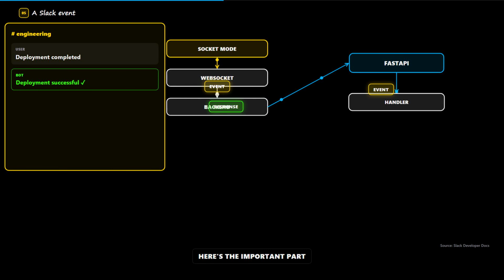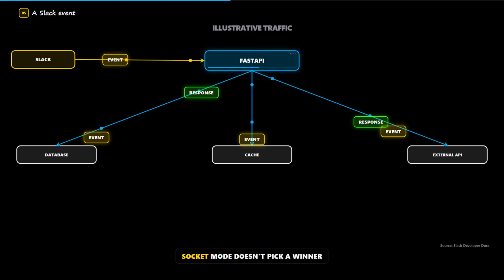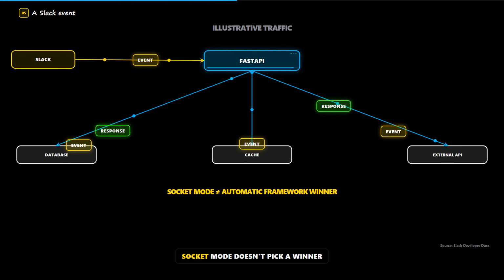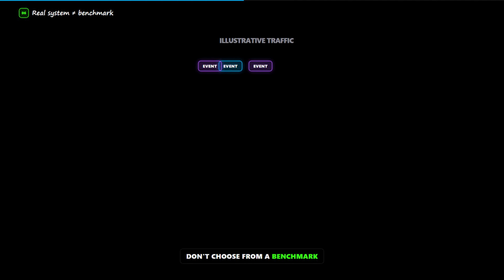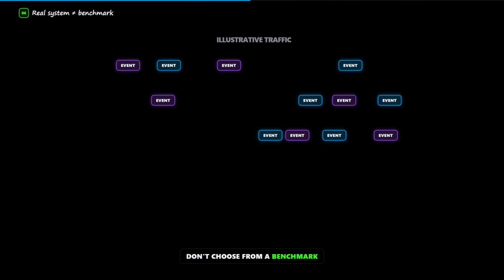But here's the important part. Socket mode doesn't automatically make one Python framework faster than another. So don't make the mistake of choosing a framework from a benchmark chart alone.